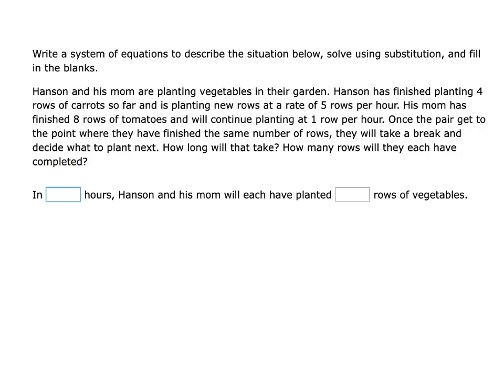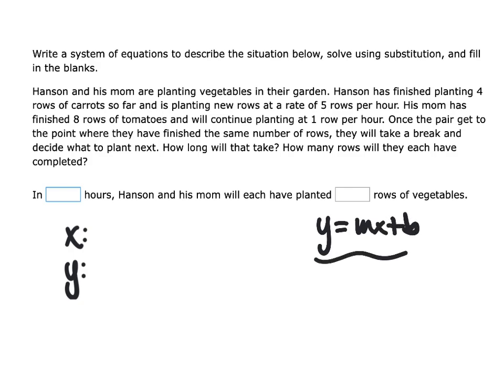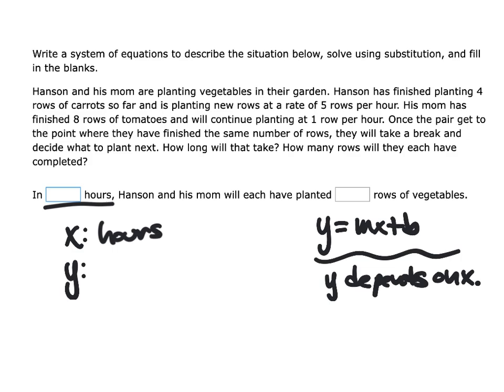All right, so again, let's come up with an x value and a y value. What do those mean? Now remember, we're going to write each of these as y equals mx plus b, and y depends on x. Typically x is your independent variable, and x is usually time. So if we're talking about blank hours, Hanson and his mom will have planted blank rows. That tells you what your 2 unknowns are. So we're going to have y be the number of rows.